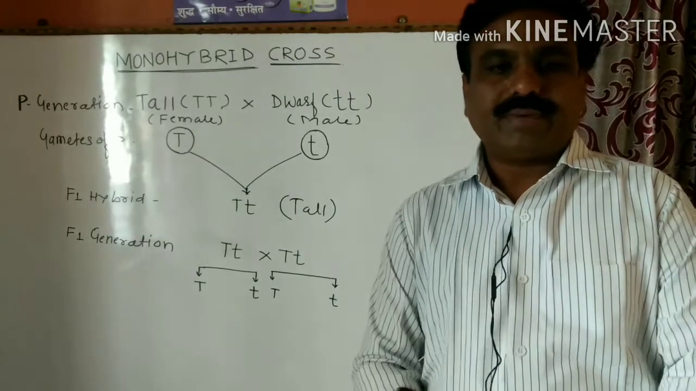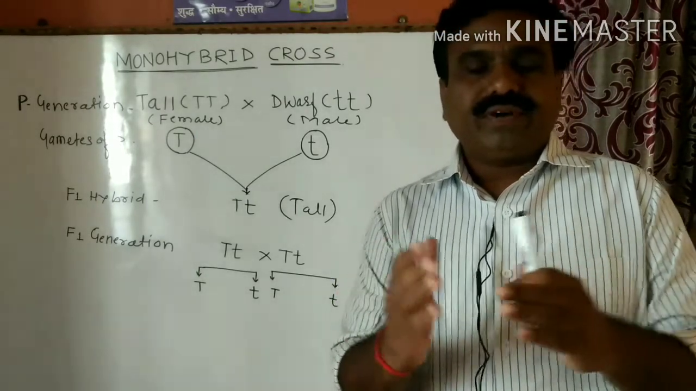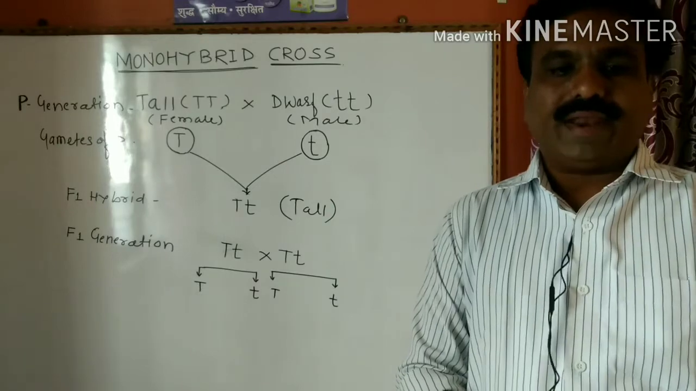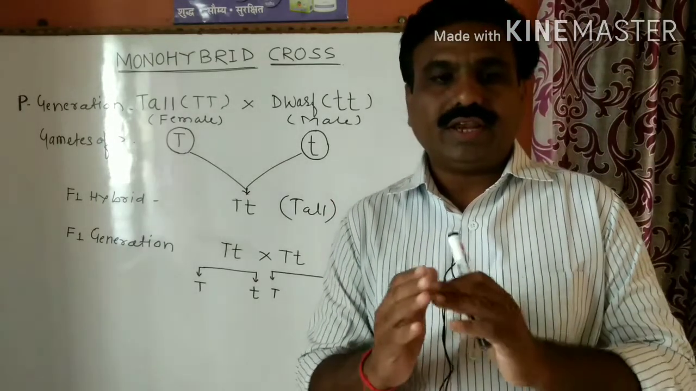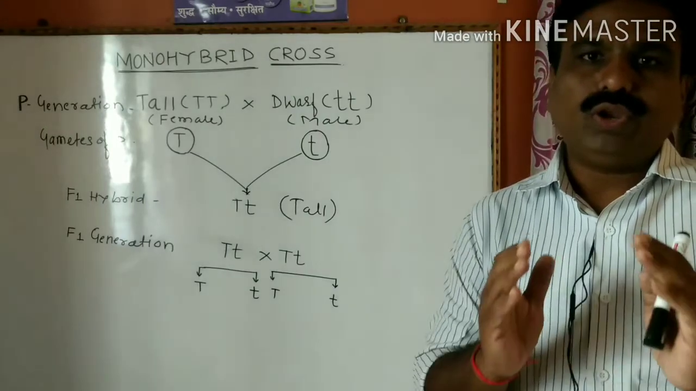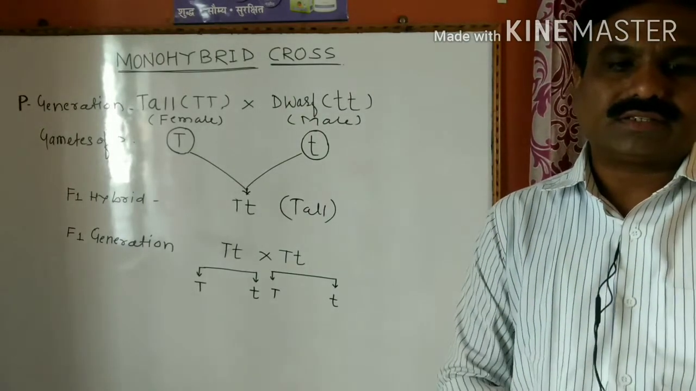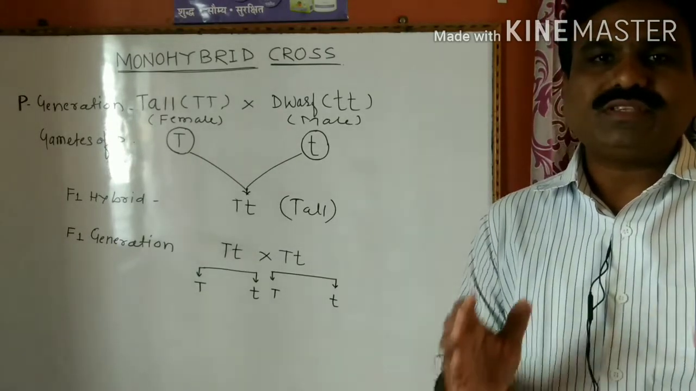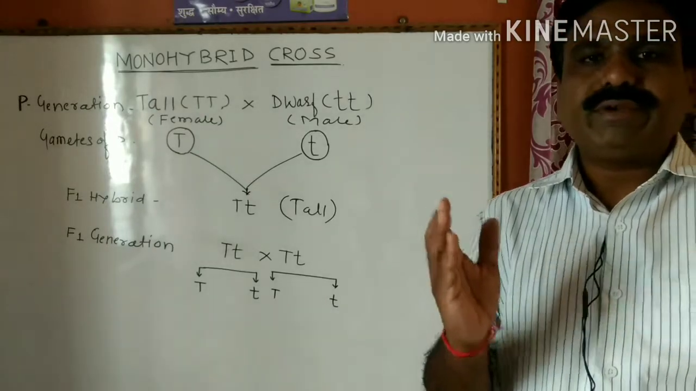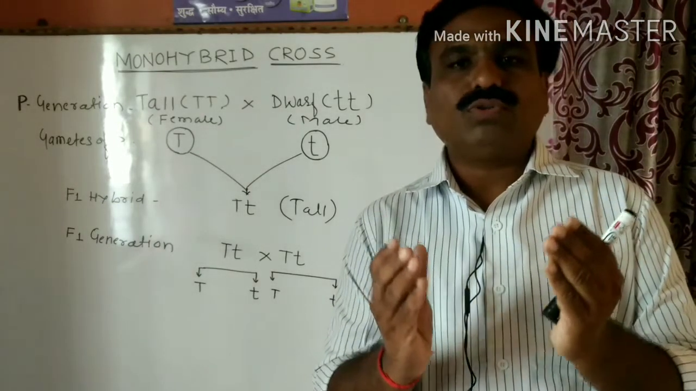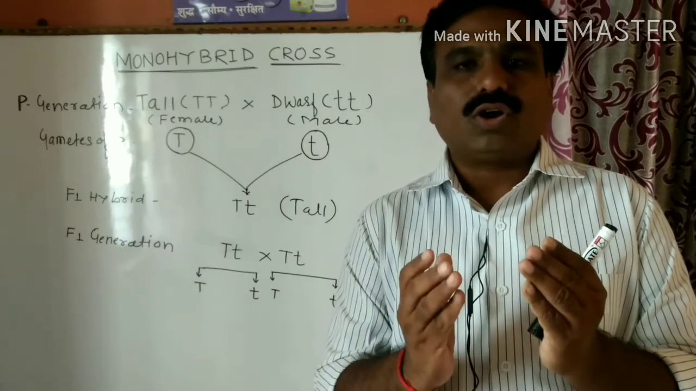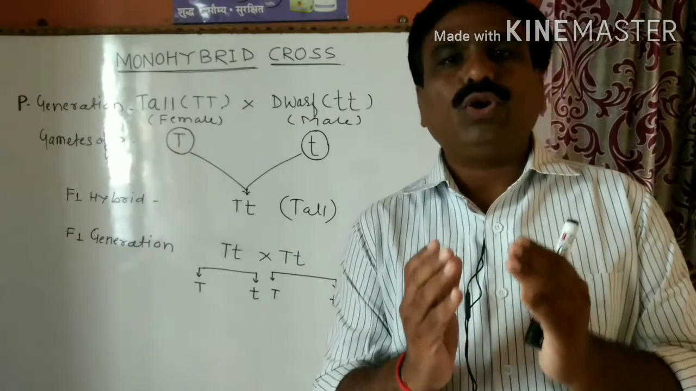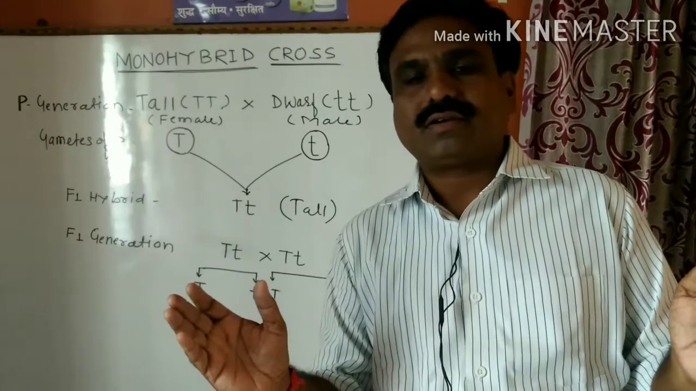In the hybridization experiment, he first crossed two pure homozygous parents, in which the inheritance pattern of only one pair of contrasting characters is studied. This is called the monohybrid cross. Mono means one.